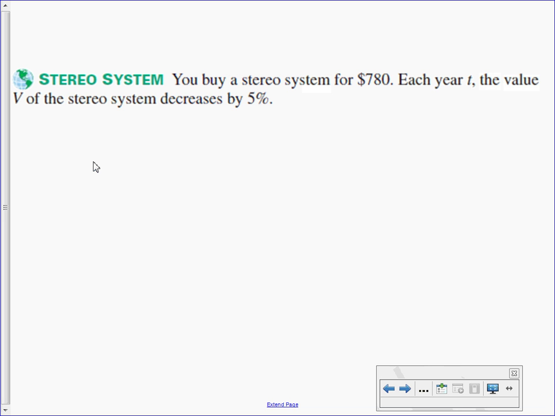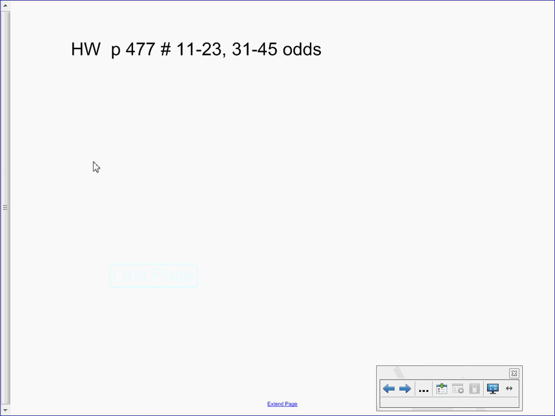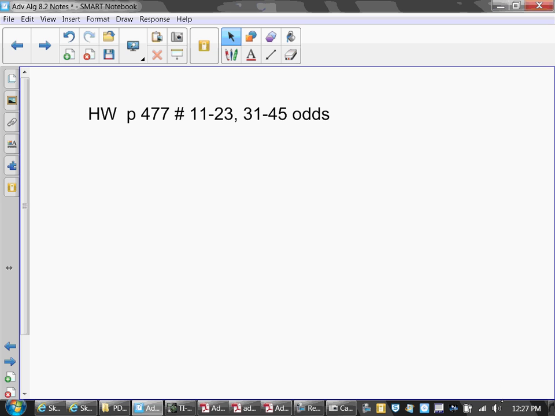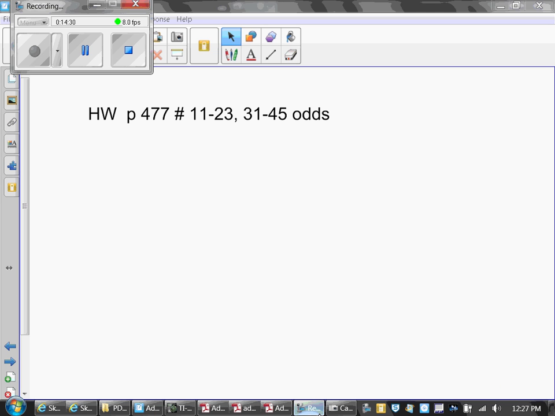What does it look like, guys? 780 times 0.95 to the T. Good, yeah. I'm glad you changed that up. So your amount is going to equal 780 times 0.95 to the T. Do we agree? Questions? I've got to run downstairs, so I wanted to get through that a little bit quicker.